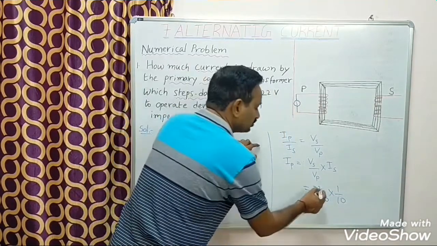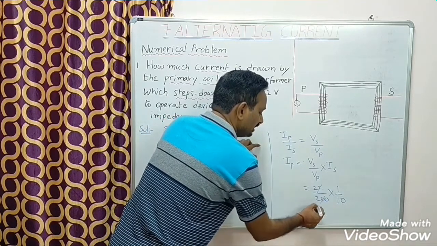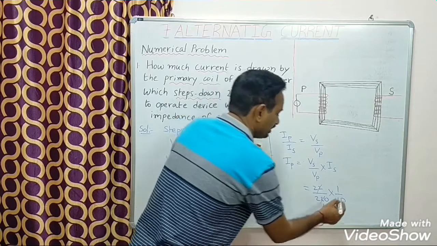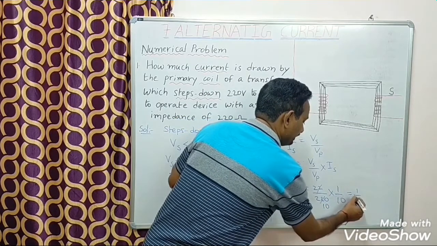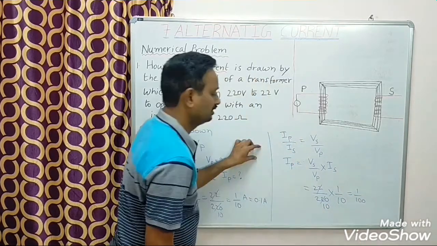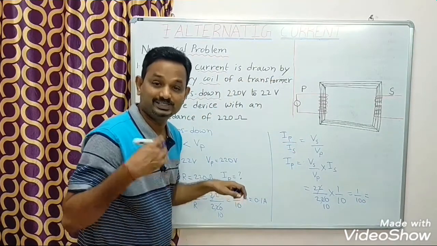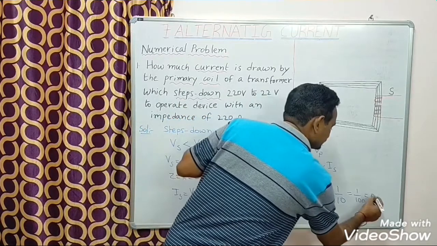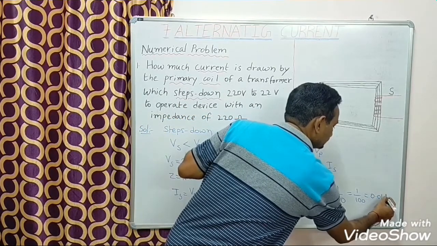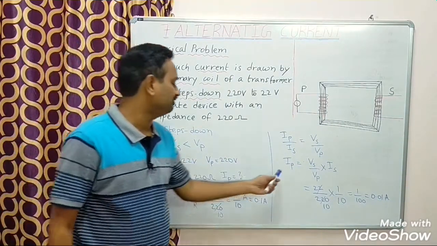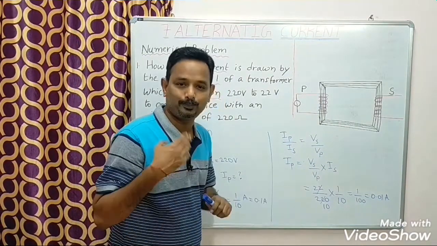So here, 22 by 220 divides 10 times. So I got 1 by 100. 1 by 100 is equal to 0.01 ampere. So that's about the numerical. So here finally we found the current in the primary coil.